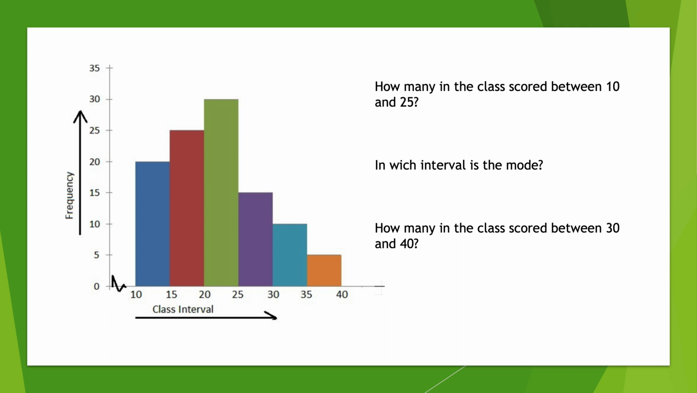And I'm sure you're doing stop and start. So how many in the class scored between 10 and 25? So between 10 and 25 means this column for 10 to 15, plus this column for 15 to 20, plus this column for 20 to 25. And that means I got about 20, about 25, and about 30. And if I add those up, I get 75.